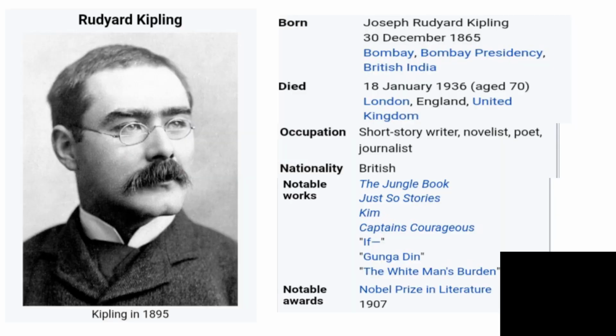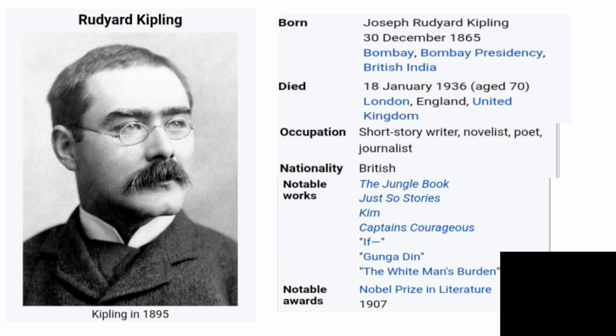So students, let's know some facts about the author of this story, Rudyard Kipling. Rudyard Kipling was born on 30th December 1865 and his full name was Joseph Rudyard Kipling. He was born in Bombay, in British India, and he died on 18th January 1936 at the age of 70 years in London. He was a story writer, novelist, poet, and journalist.